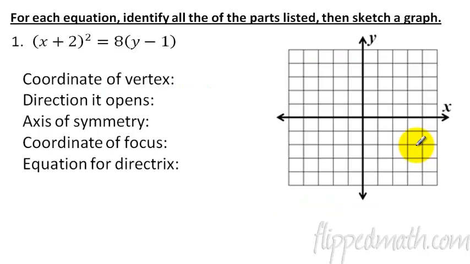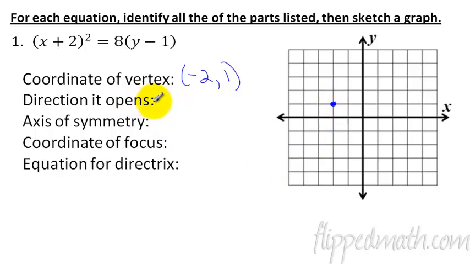Our first example, number 1. I've listed these things for you to do because if you do this in that order, it will help you sketch an accurate graph. So first thing is find the vertex. Well, the vertex is just right there, the number with the x, the number with the y. Just make sure you're taking the opposites of these things. So -2, 1, there is our vertex.